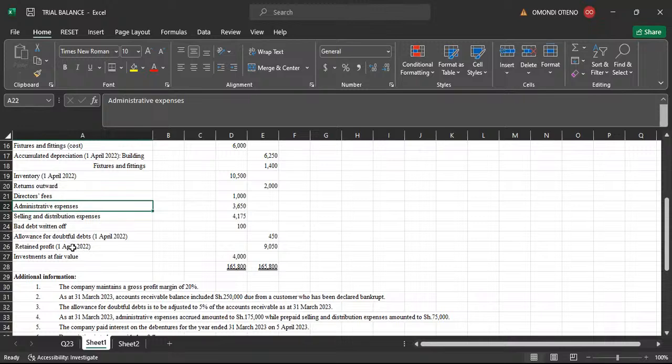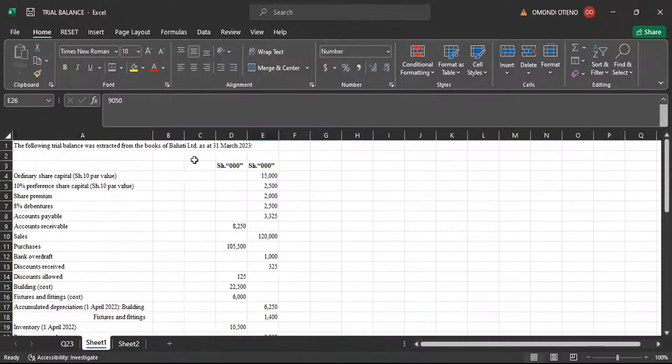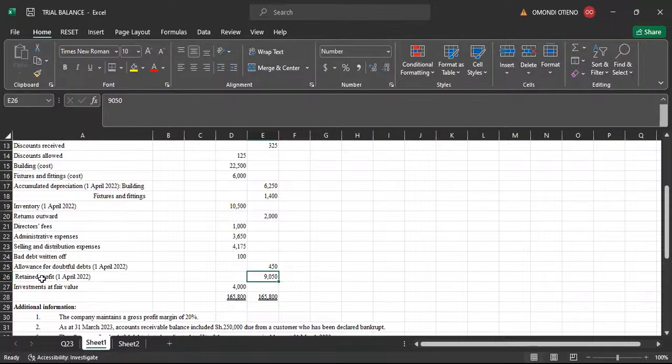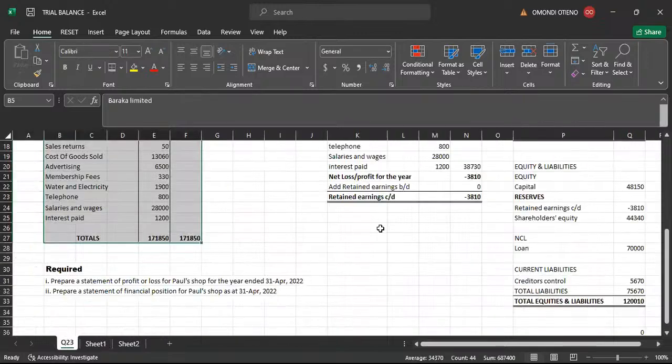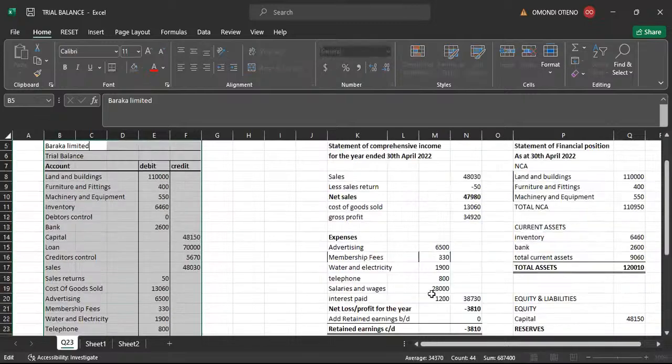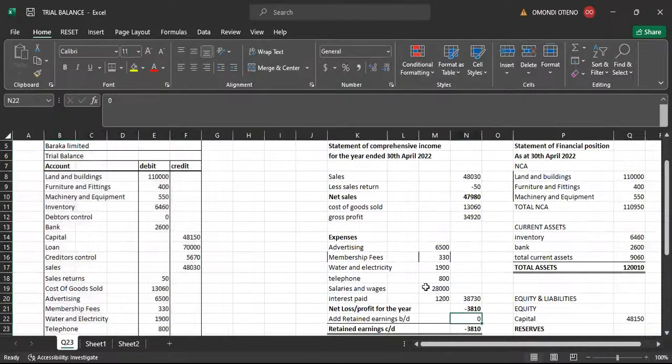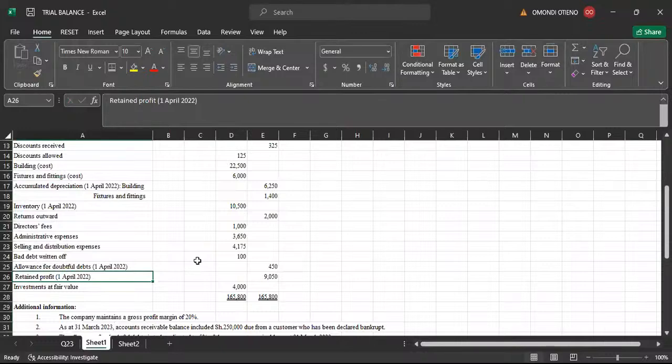Retained profit as at 1st of April 2022 is this figure. But when is the financial year ending? 31st of March 2023, or 31st of March of every year. So this is what we call retained earnings brought down. In this question, our retained earnings brought down was 0. In this other question, it is not going to be 0. It is going to be 90/50. So I believe we've now seen what we have just discussed sometime back.